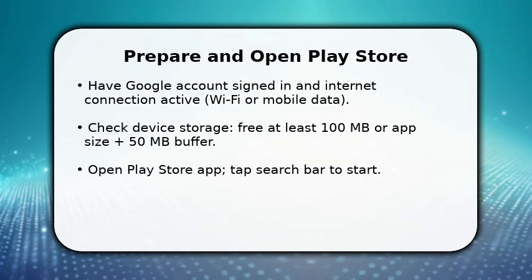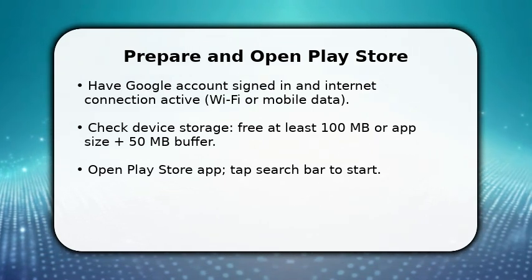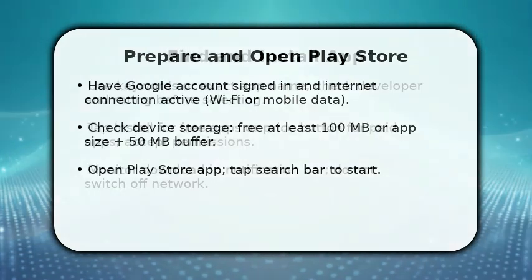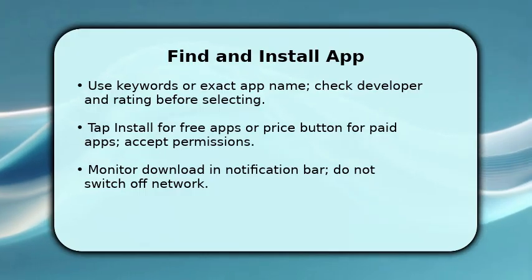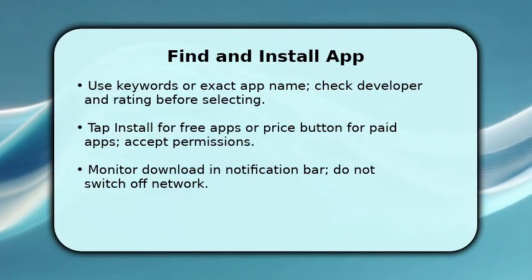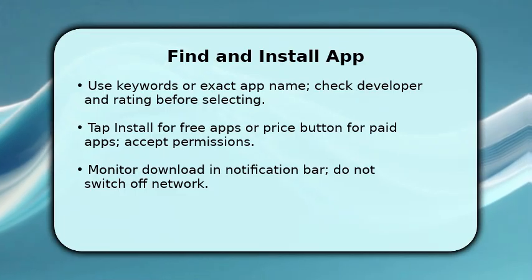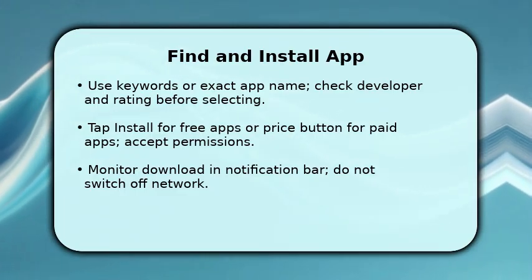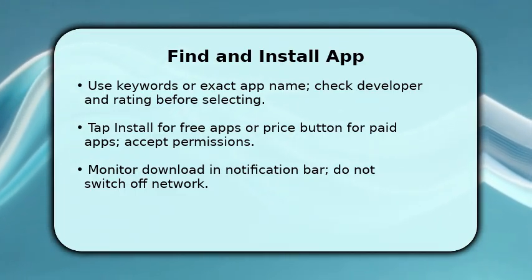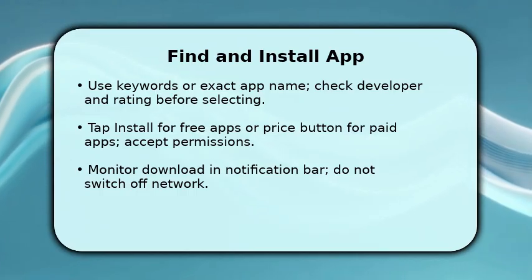You search with specific keywords or the exact app name because precise terms surface the correct result faster. Make sure to check the developer name and user rating to avoid lookalikes. Once you tap the app, review the permissions and tap Install for free apps or the price button for paid ones. You may need to confirm payment method.